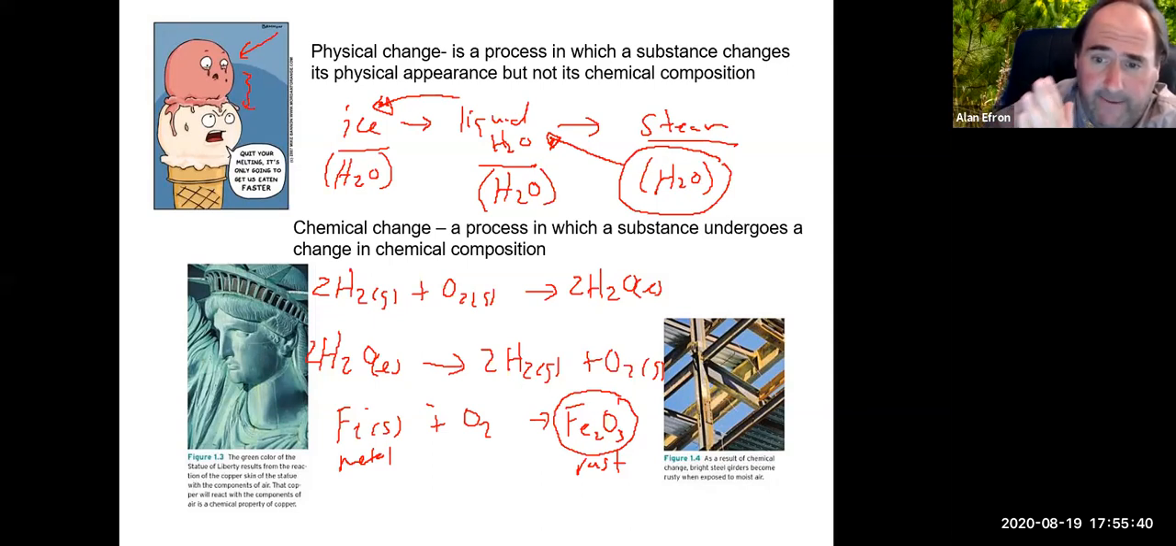Copper, also, when copper goes through oxidation, it forms that patina color, right? And again, it has formed a new substance from what it came from. So that's the major difference between those two things. In a physical change, what you start with and what you end up with are exactly the same thing fundamentally, they may just appear different. In a chemical change, what you start with and what you end up with are two fundamentally different things, and you cannot get back the original substance by any type of physical means.